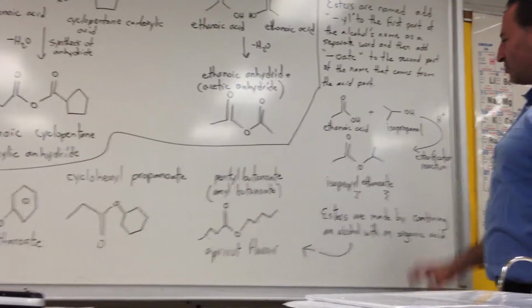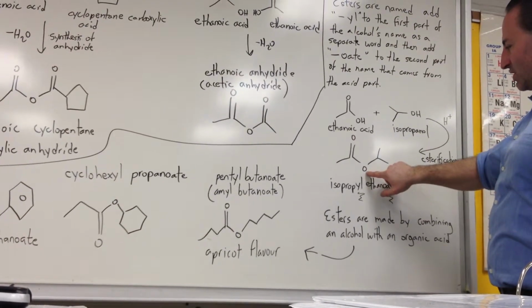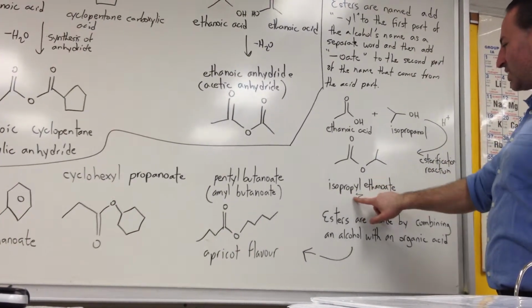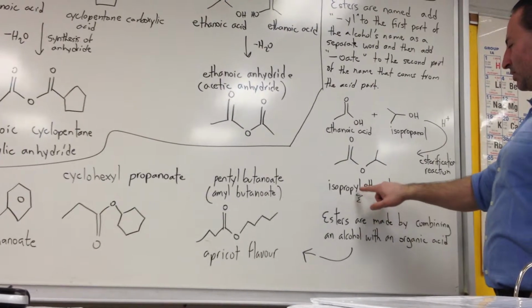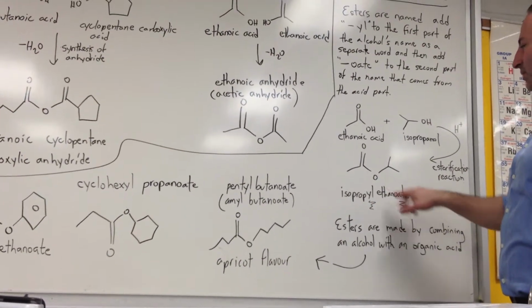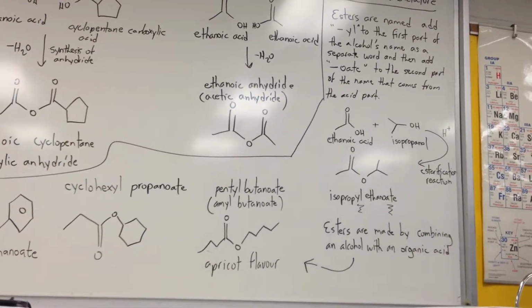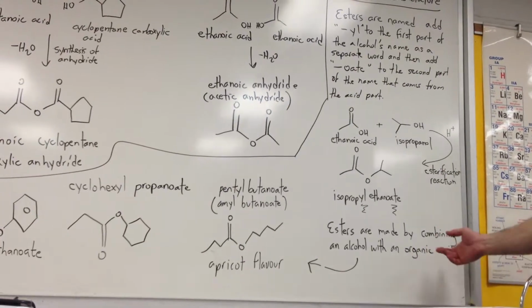So you name the ester by naming first the part that contains the alcohol. The part that's attached to the oxygen is named first. So you call this isopropyl, put a YL suffix on it, ethanoate, because there's two carbons in the acetic acid that formed it. Esters are made by combining alcohol and organic acid.